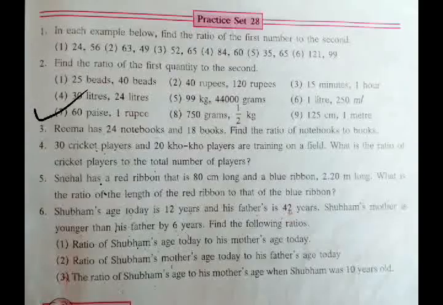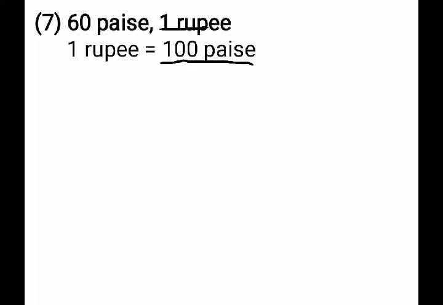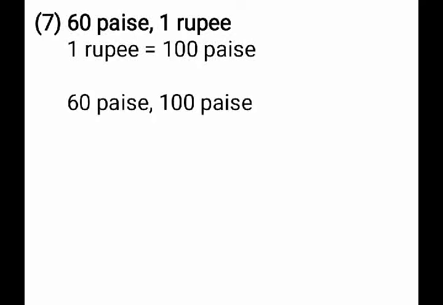Next, 60 paise 1 rupee. First quantity is 60 paise. Second quantity is 1 rupee. Second quantity is 1 unit rupee. You have to convert rupee to paise. The formula of 1 rupee is equal to 100 paise. You have to write this number again, first quantity and second quantity. In place of second quantity, you have to arrange 100 paise. First quantity is 60 paise, second quantity is 100 paise.